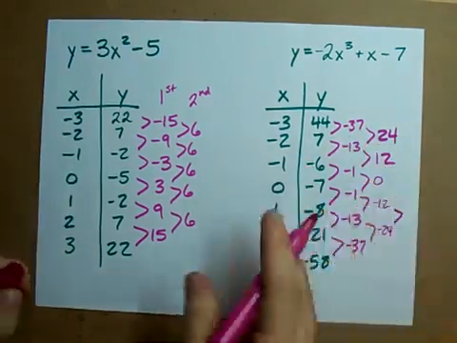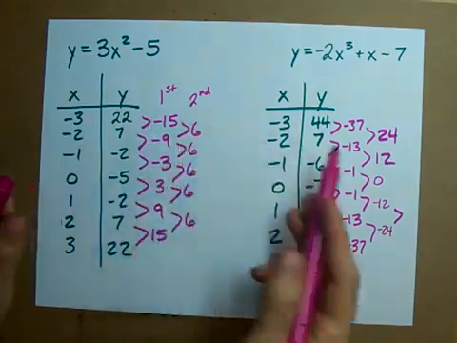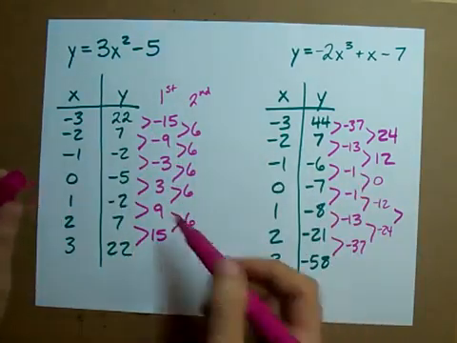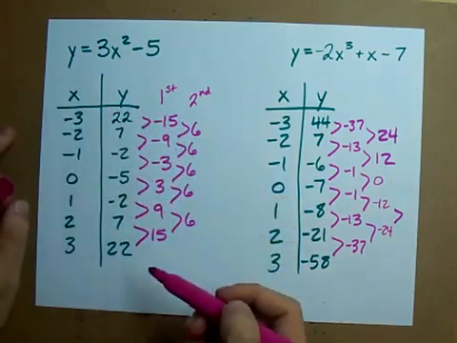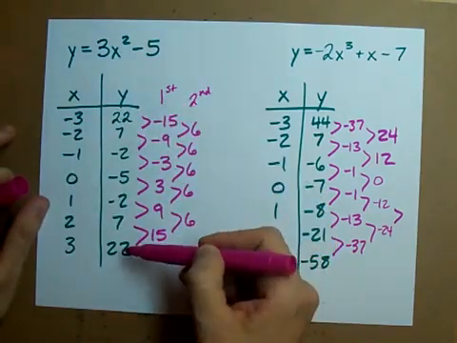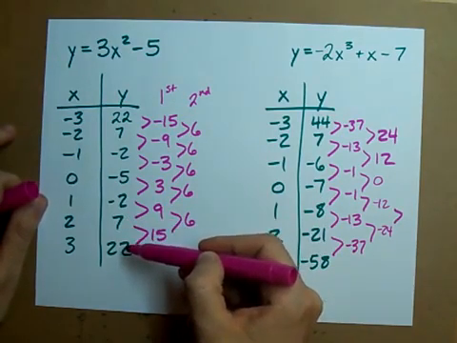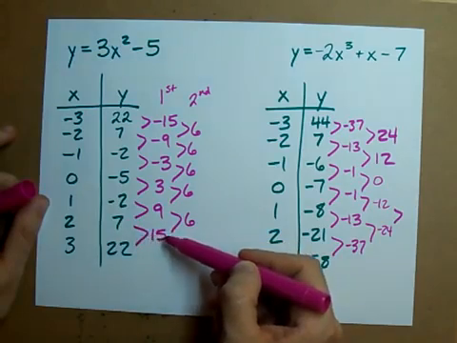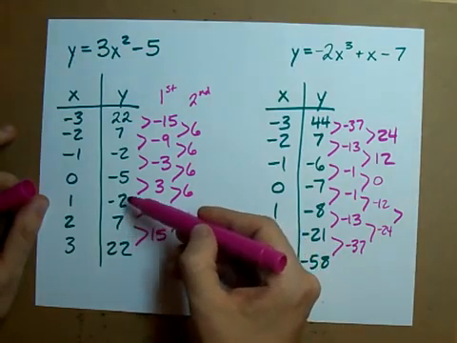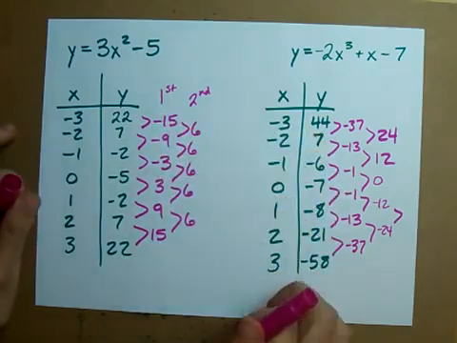Oh, hello. You caught me in one of my guilty pleasures, calculating first and second differences. Just have some tables of values here, and I'm calculating the first differences by taking each y value and subtracting the previous y value. 22 minus 7 gives me 15. 7 minus negative 2 gives 9, and so on.